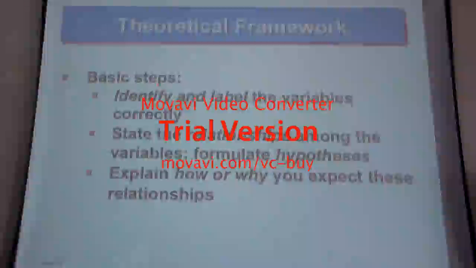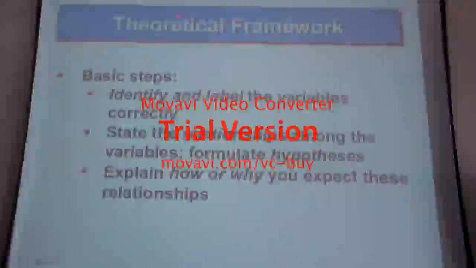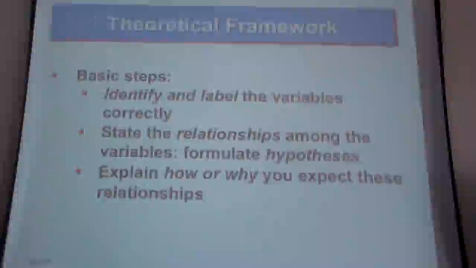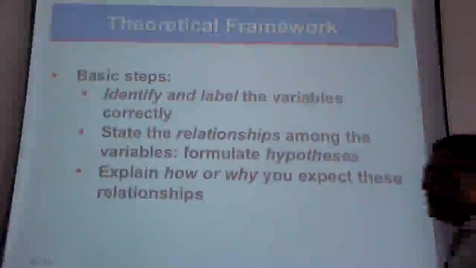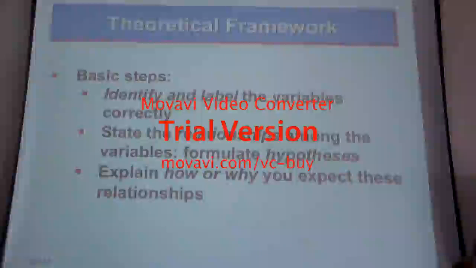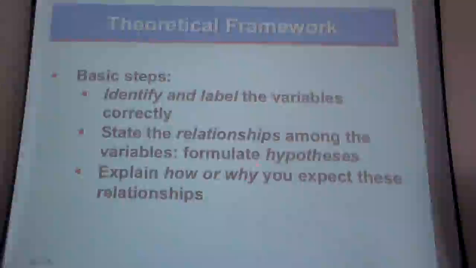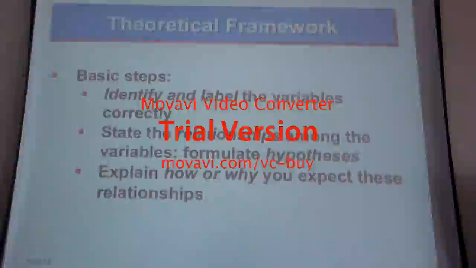So what are the basic steps to design our theoretical framework? The first step is to identify and label the variables correctly. We should find the variables of our research problem correctly, okay? After that, we state the relationships among the variables in order to formulate the hypothesis. And after that, the third step is to explain how or why we expect these relationships.